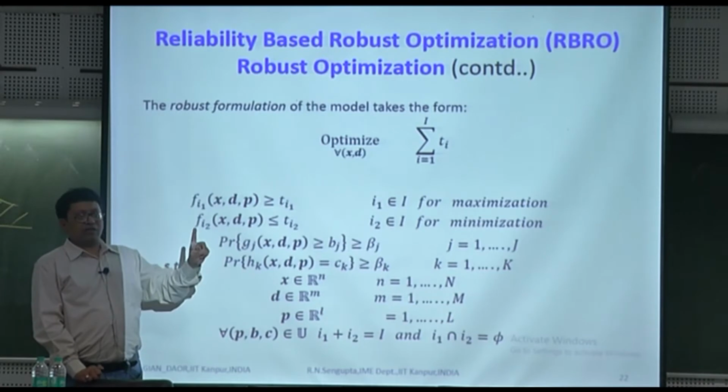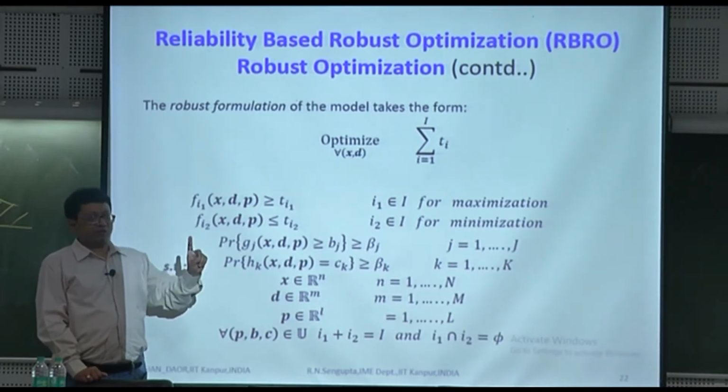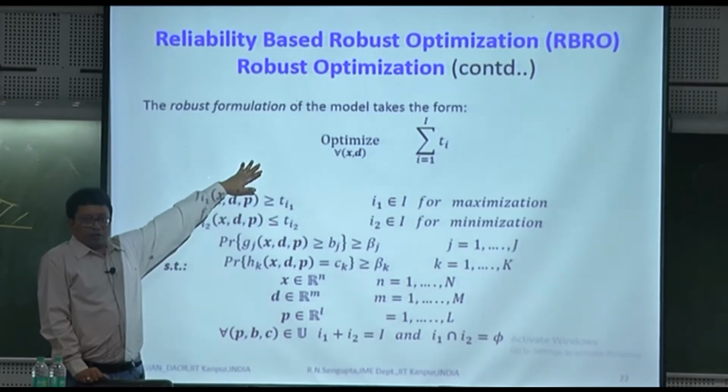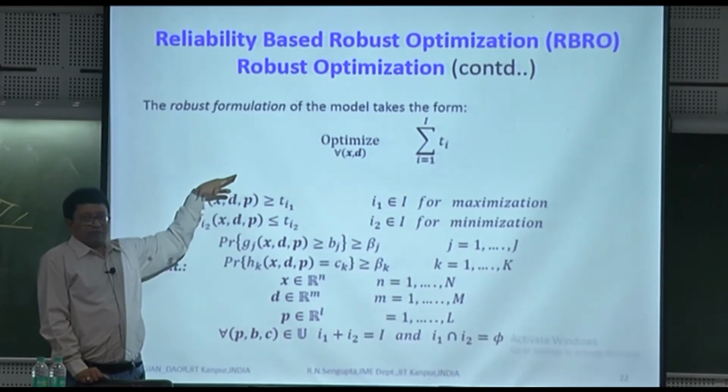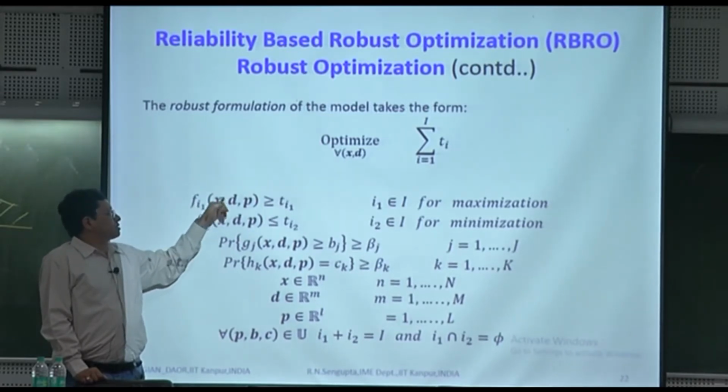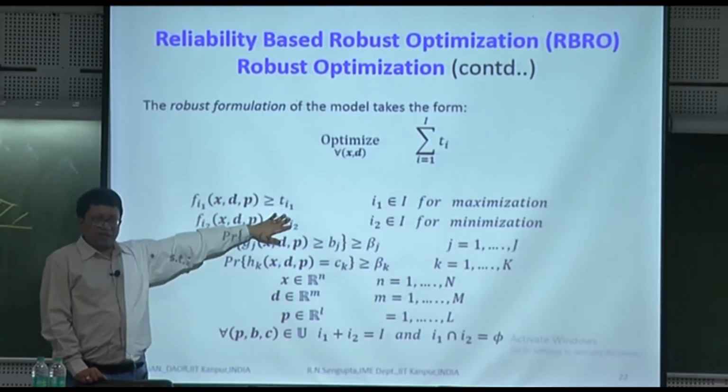If there is only a single optimization problem, a maximization one, this would not be there. So there is only T1, and you will try to maximize T1 subject to the single f of mu x, mu p being greater than T.